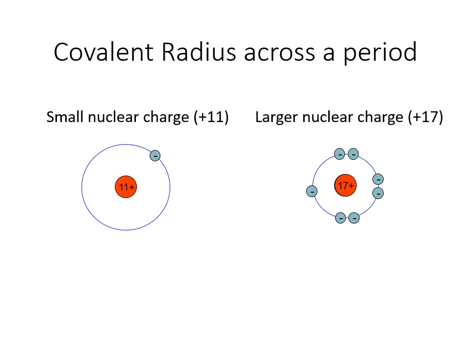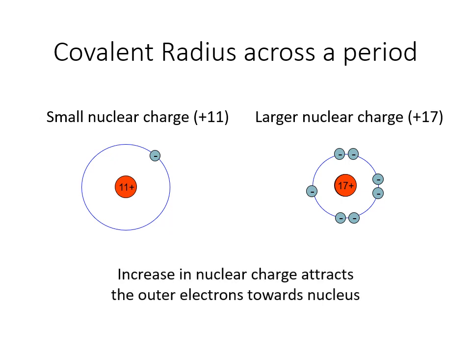Now, I should point out as well here, the only electrons I've included in these diagrams are the outer electrons, not the inner electrons. But they wouldn't make too much of a difference to the size in this case because we have the same number of electron shells in sodium and in chlorine, which is why they can be compared. But in summary, if we increase the nuclear charge, that attracts the outer electrons towards the nucleus. Therefore, in this case, the increased nuclear charge equals a smaller atom.